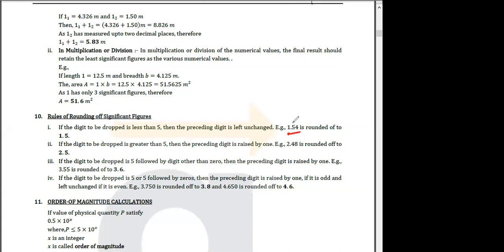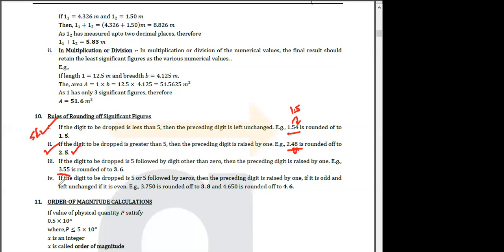very easy. You just see the next digit, which is 4. It is less than 5, so it will be 1.5. No brainer. This is super easy. Second one, 2.48. Again, after 4, it is 8, which is greater than 5. So it will be 2.5. Super easy. But what about 3.55?